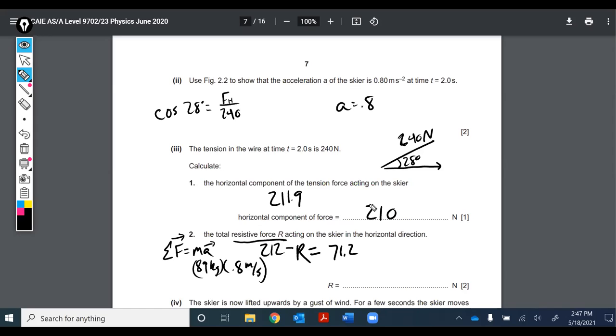212 newtons, 210, something like that. I'll use the 211.9 value. Minus some value R equals 71. So what do we got to do? We got to add R to both sides, and subtract 71. 212 minus 71 gives 140.9. So you call it 141, or so, it's just about 140 newtons.